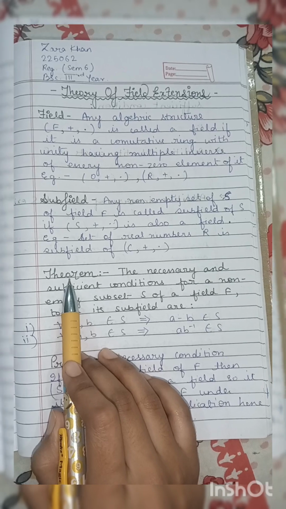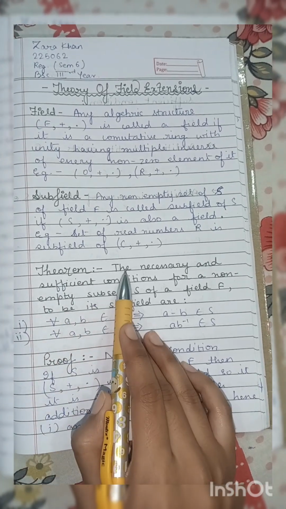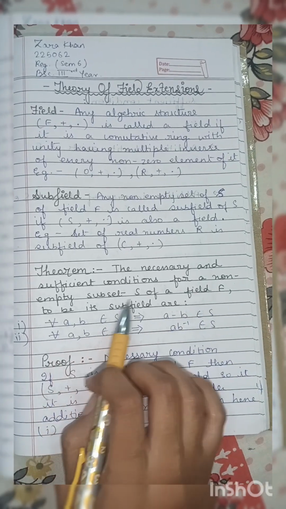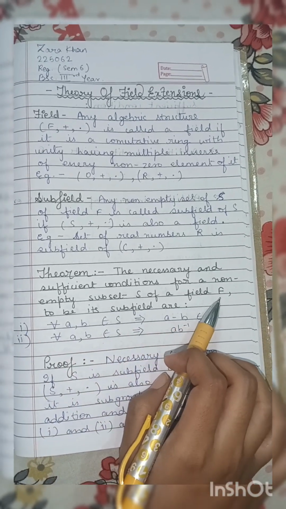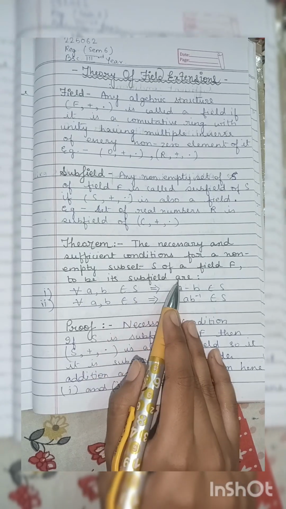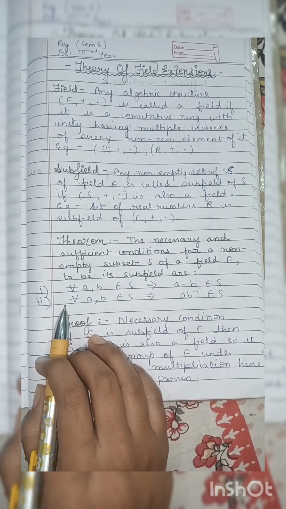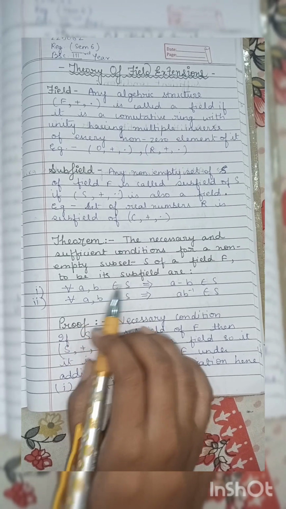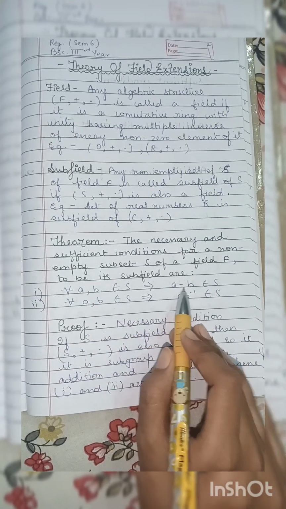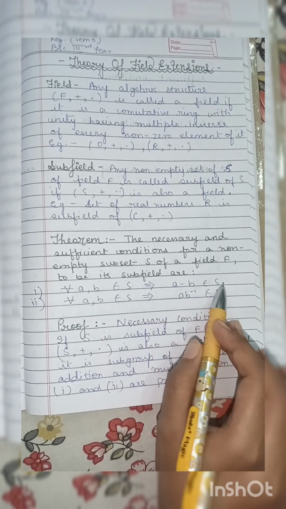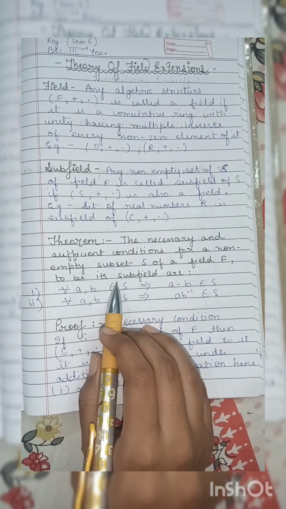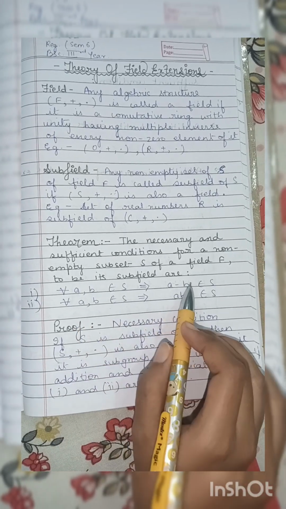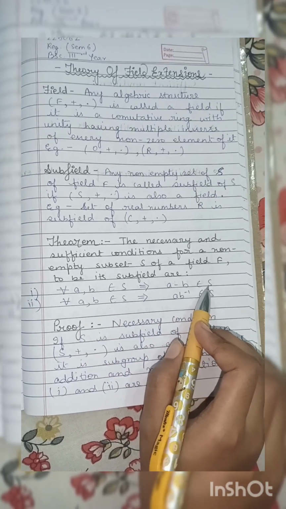Then let's come to the theorem. The necessary and sufficient conditions for a non-empty subset S of a field F to be its subfield are two conditions. First, for all a, b belonging to S, it implies that a minus b also belongs to S. So if a and b belong to S, then the difference a minus b will also belong to S.